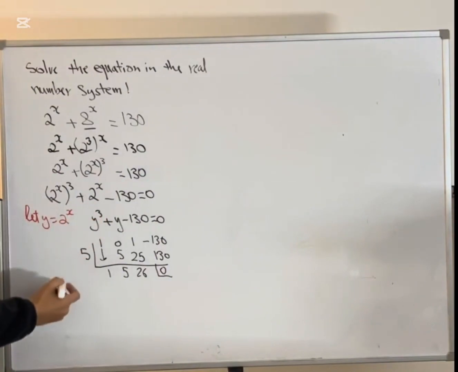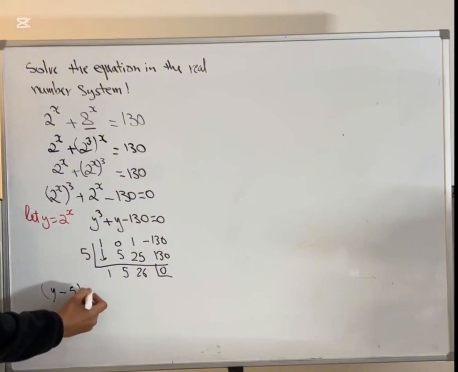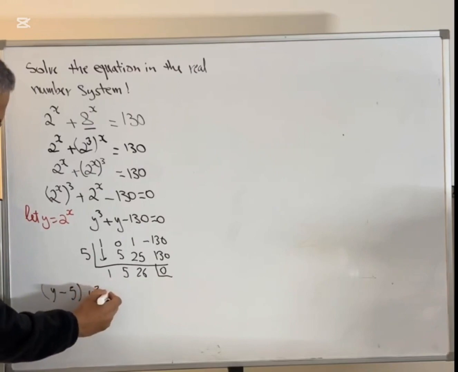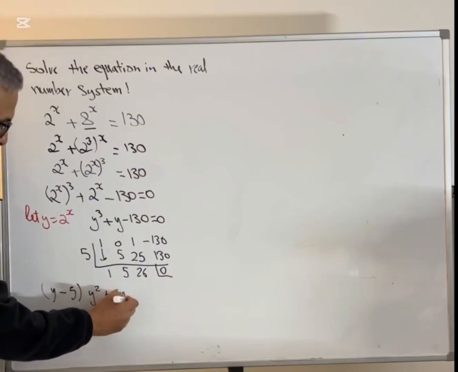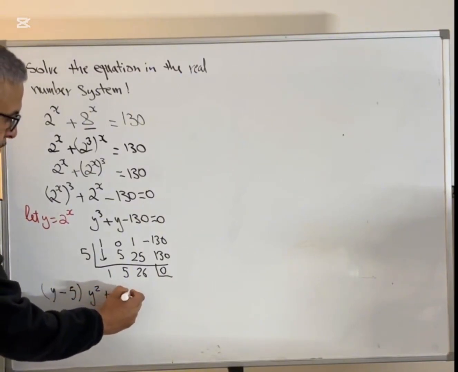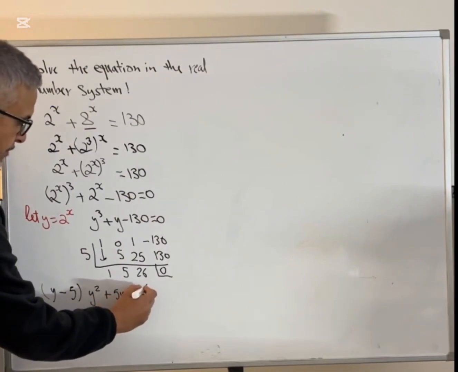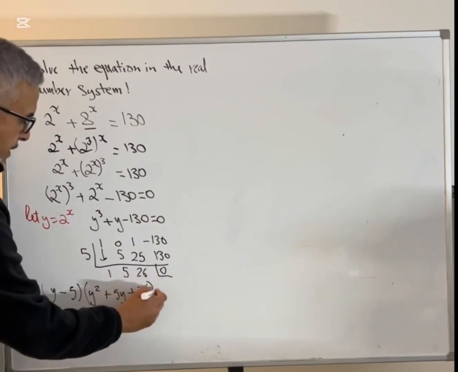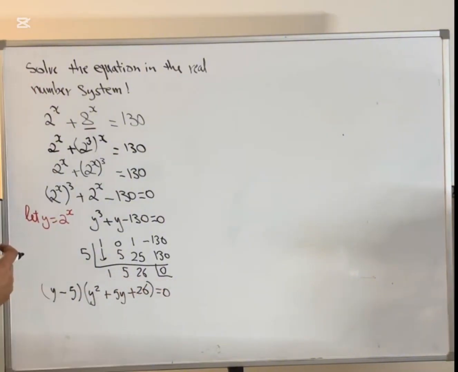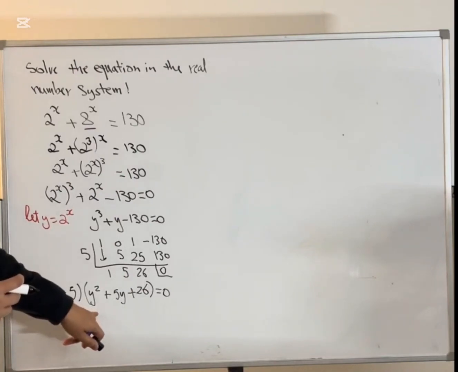So now this equation factored into y minus 5, and from here we have y squared plus 5y plus 26 in brackets equals 0. Now, is this factorable? We cannot factor it. Can we use the quadratic equation?